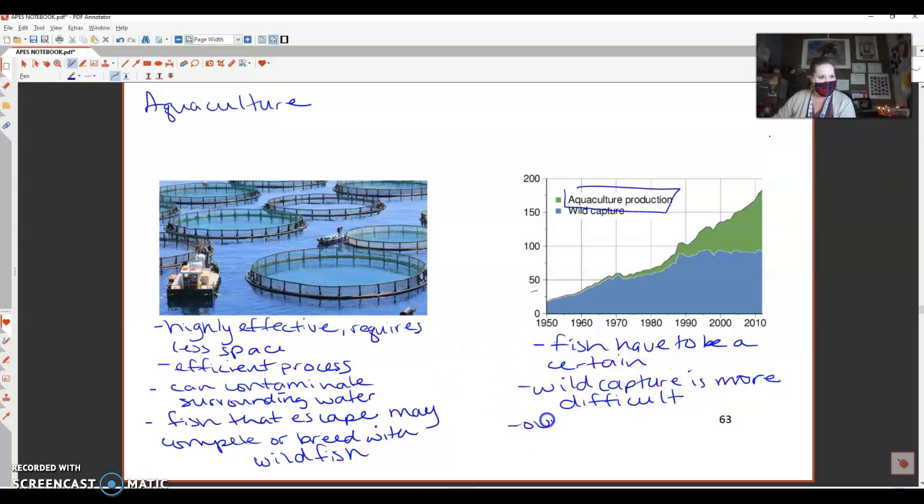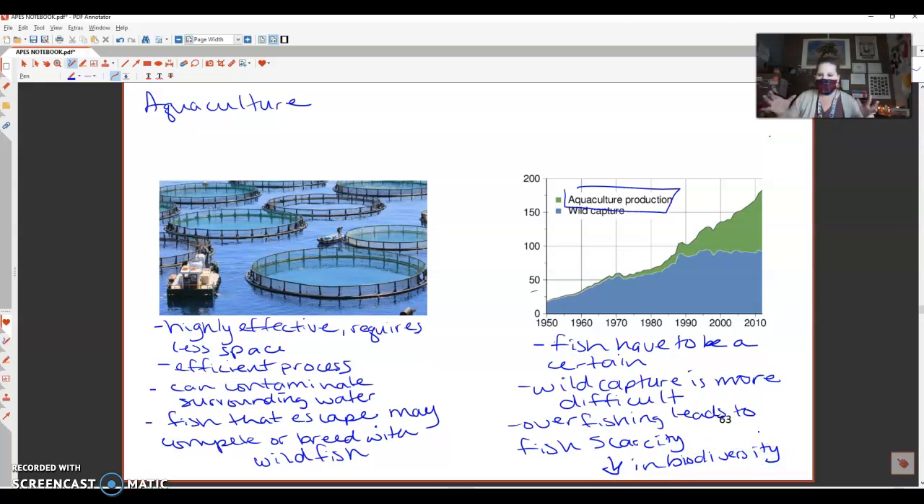So overfishing, which we want to avoid, leads to fish scarcity and a decrease in biodiversity.